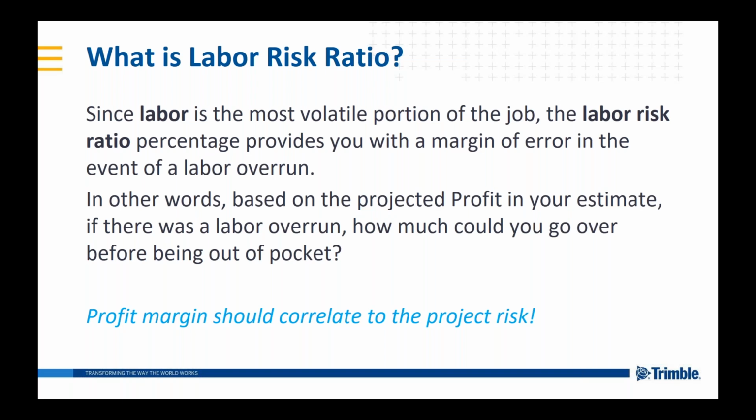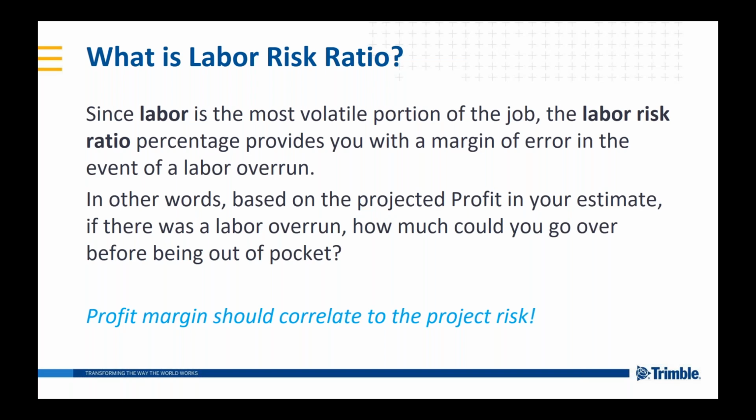So profit margin should absolutely be correlated to the project risk. So to calculate your labor risk ratio, we're going to take the total profit divided by the labor dollars. And I really believe that the sweet spot should be somewhere between 20 to 25%. What that really means is that if you were to bust your labor and you had a 20% labor coverage in your profit, you could go over by 20% in your labor and you won't be out of pocket.